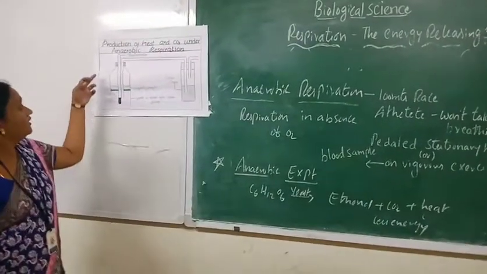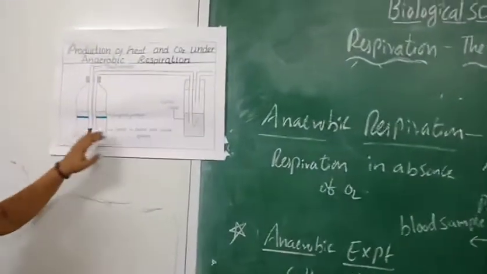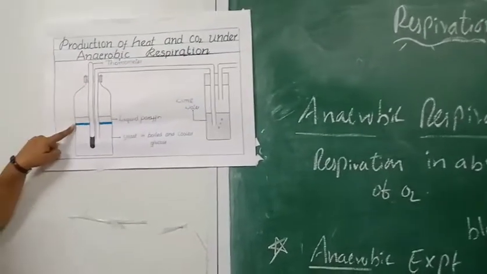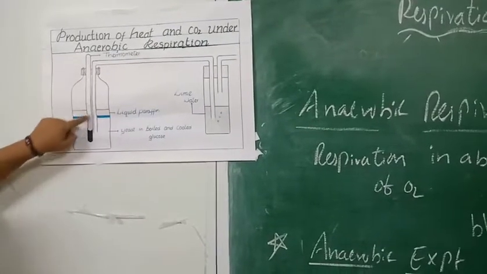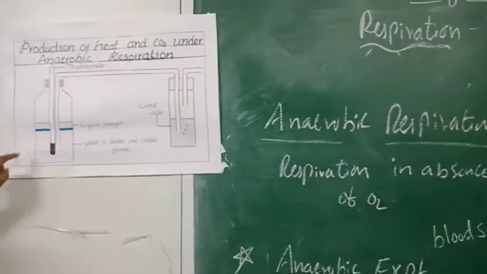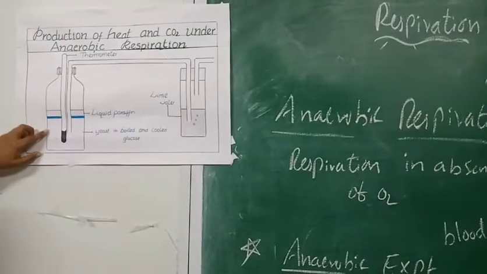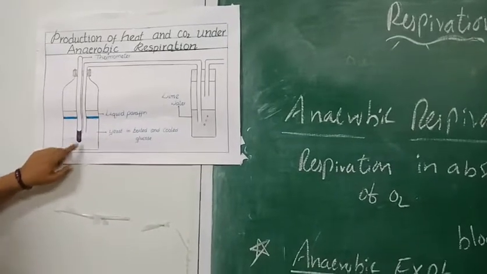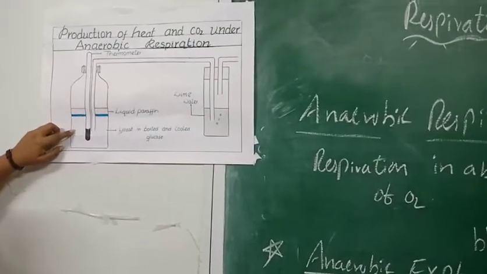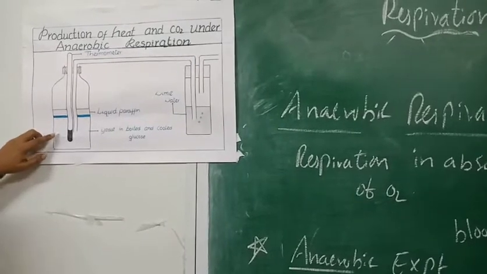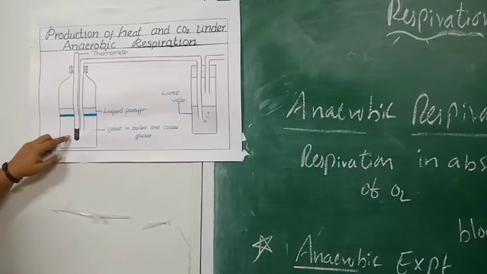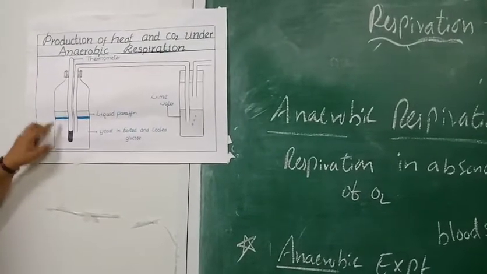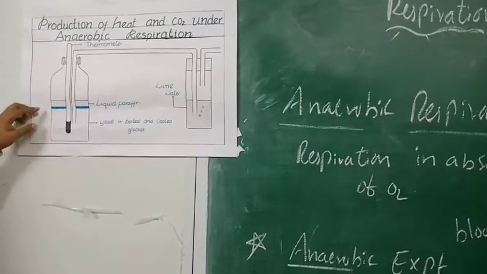So let's start the anaerobic respiration experiment. We have seen the requirements we need: a thermos flask, a thermometer, and a U-shaped tube. Here we take a glucose solution in the thermos flask. One important thing is that there should be no oxygen in the glucose solution. In order to remove the oxygen from the glucose solution, we have to heat it and then cool it.